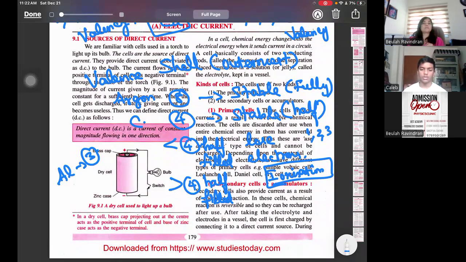Ma'am, can you please repeat what is ionization? The amount of energy required for an atom to lose electrons. Okay, so that is ionization energy. Is it clear?